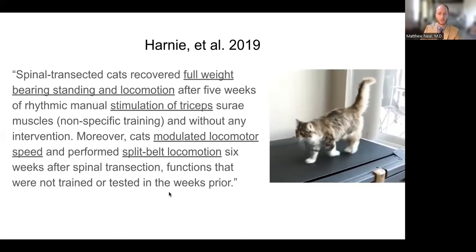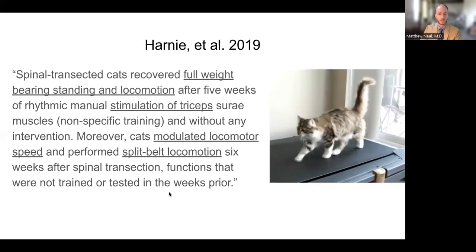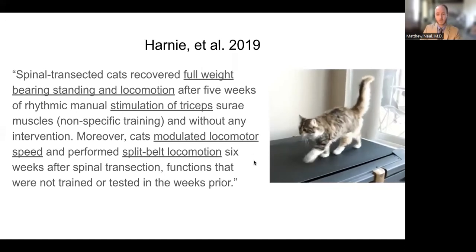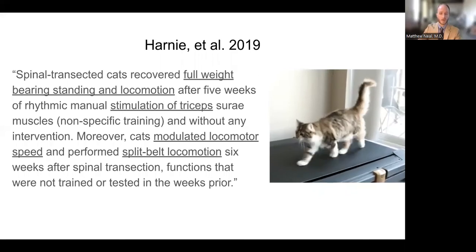And all they did for 5 weeks after the spinal transection was rhythmic manual stimulation of their triceps muscles, and no other intervention. And then they could put them on treadmills, and they found that they would walk and modulate locomotor speed, as well as perform split belt locomotion, meaning one side's moving faster than the other or slower than the other. And again, there's no central input coming from the cat. The spinal cord's been transected. It can't get those signals there.